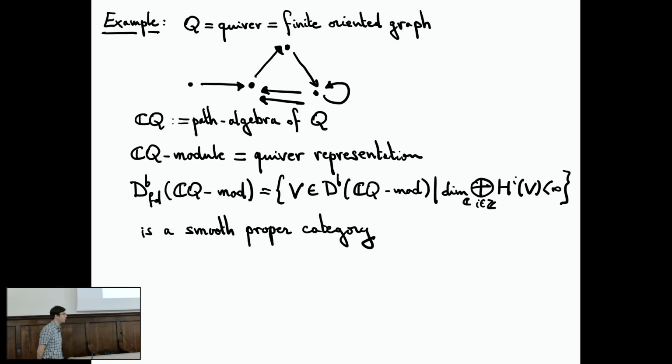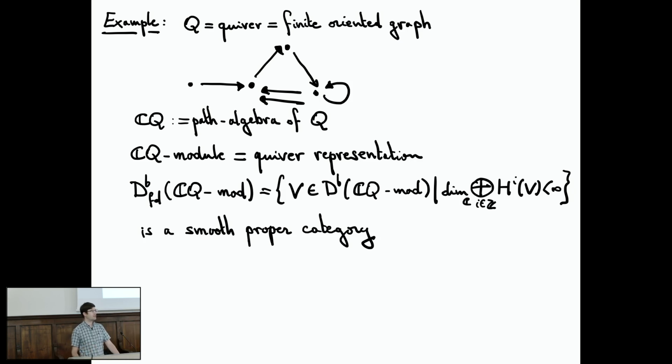Here is another example, which is not coming directly from algebraic geometry, but rather from representation theory, and which will be a key example both for today and for the later lectures. You can start with a combinatorial object, a quiver Q. It is simply a finite oriented graph. It consists of finitely many vertices, and for every pair of vertices, finitely many arrows. Here I've drawn a random example of a quiver. Once you have a quiver, you can naturally construct out of it an associative algebra called the path algebra of the quiver, that I'm denoting by CQ.